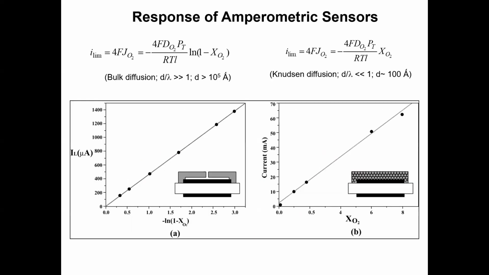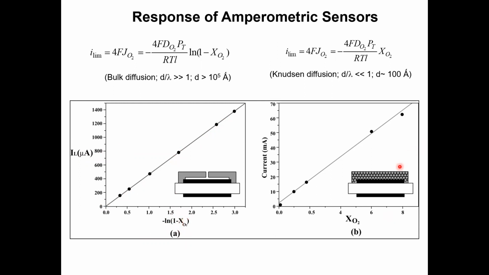You can design this amperometric sensor by making a very well-defined hole. If you make this kind of sensor with a single hole separating the chamber, and you plot the limiting current versus the negative logarithm of 1 minus the mole fraction of oxygen, you get this linear behavior. So that's your calibration curve. You measure the limiting current and you figure out the oxygen content.